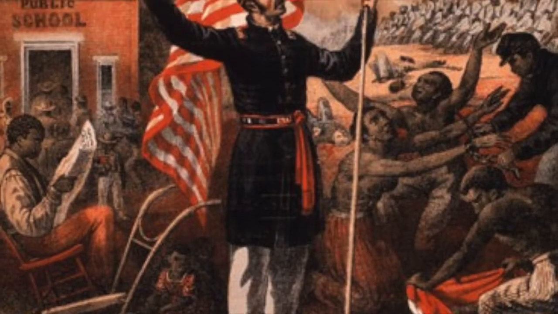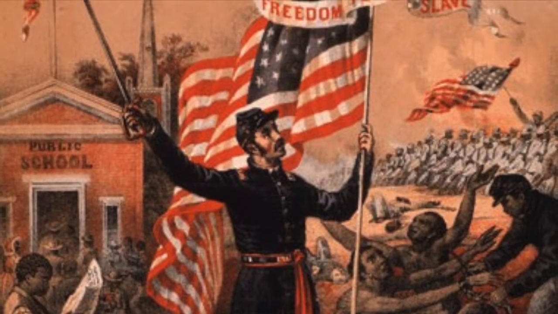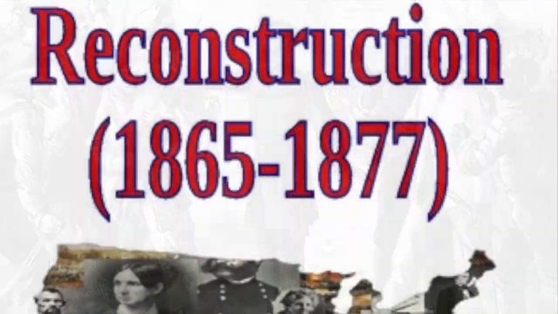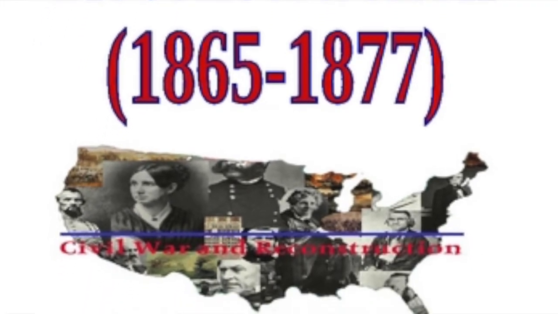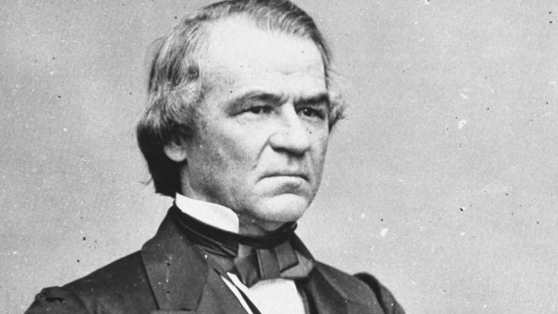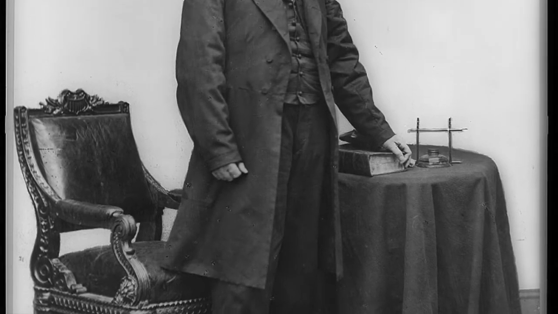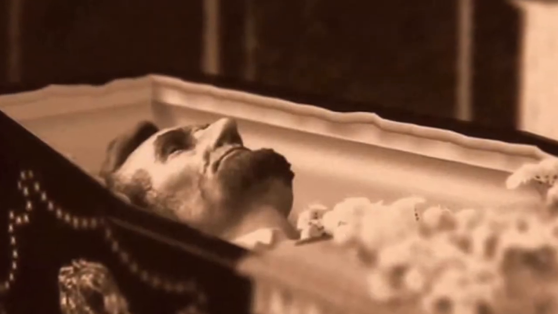Reconstruction is what happened after the Civil War ended. It was supposed to rebuild the South, which was destroyed during the Civil War, but it didn't do a very good job at it. Reconstruction took place between 1865 and 1877, with President Andrew Johnson overseeing much of it. Johnson became president when President Lincoln was assassinated. He was assassinated by a Southerner named John Wilkes Booth.